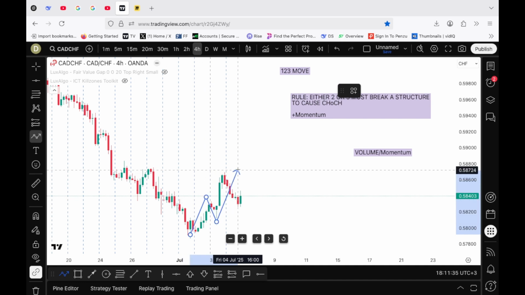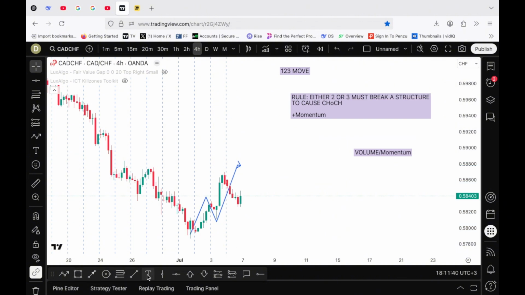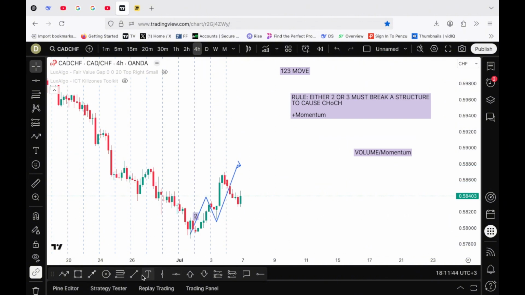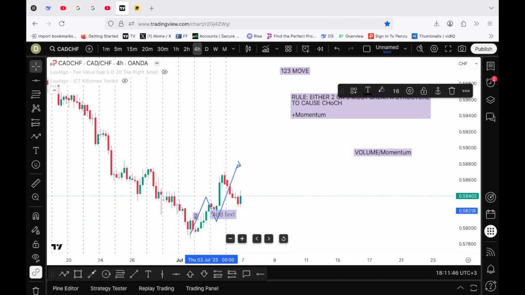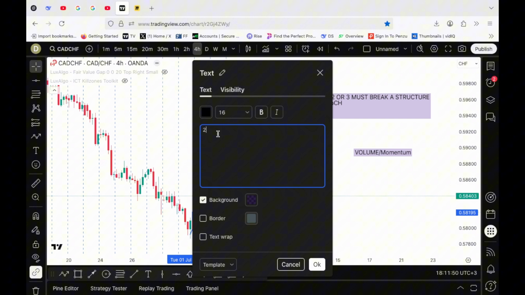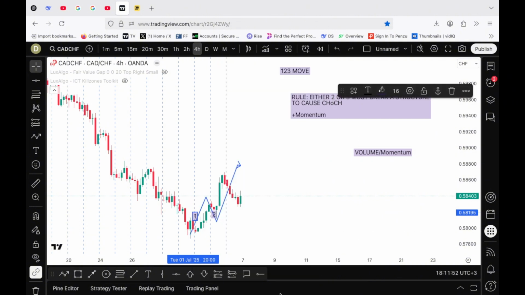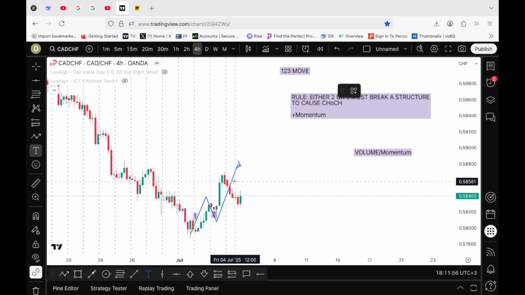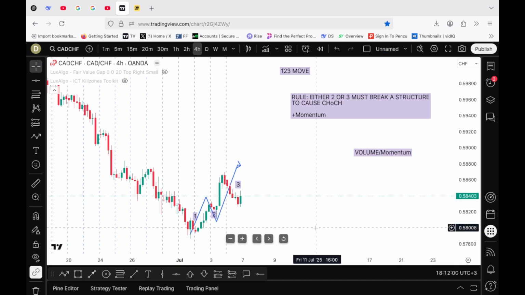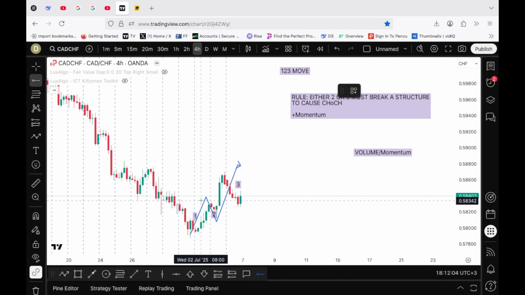Why? Because my rules were met. And how were they met? I've seen 1, 2, sorry, this is 1, and this is 3. 1, 2, 3 move with a break of structure. And which structure was broken? This.